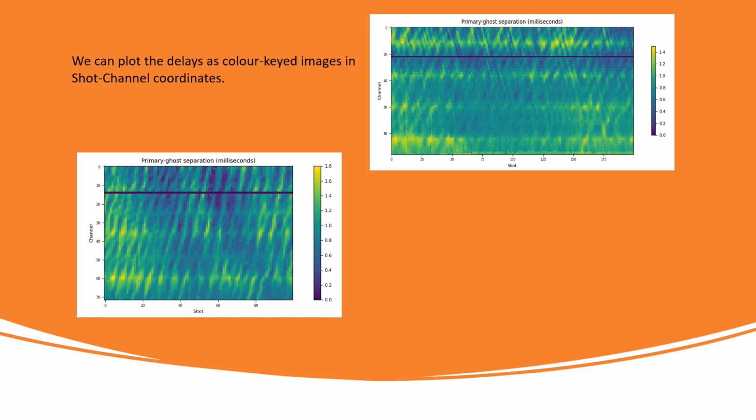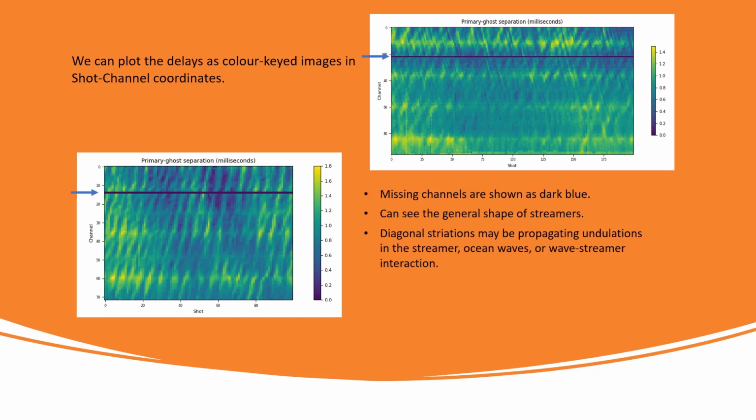But you can also see these diagonal striations. So in this one, we're getting striations that run in this direction, maybe something that runs across there. And in this one, we've got quite high frequency or short wavelength features that run across, and longer wavelength ones that run that way. So these are undulations in the streamer or ocean waves or something else along those lines. But whatever process it is, if it's a wave, a sea wave, then it's coming in from different directions.